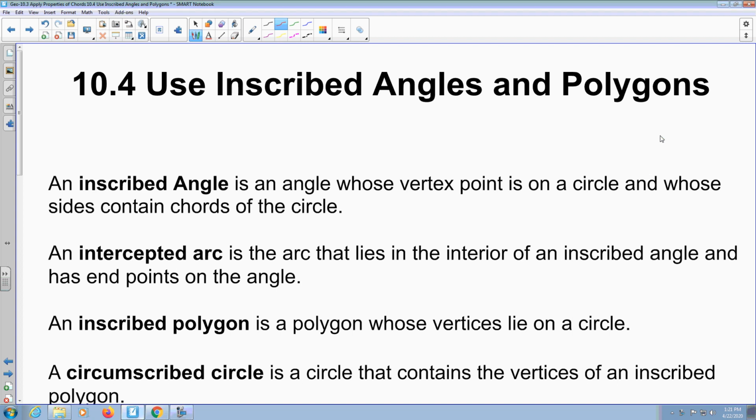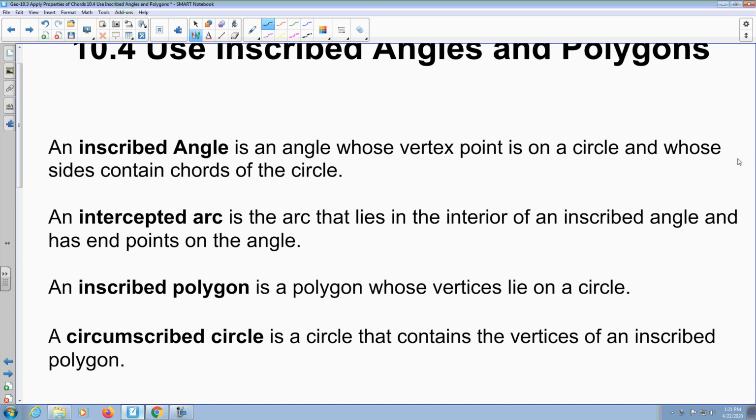All right, we're in section 10.4 where we're going to use inscribed angles and polygons. To start, we have some definitions that we're going to look at. First one is called an inscribed angle. An inscribed angle is an angle whose vertex is on the circle and whose sides contain chords of the circle. So all of the vertices are on the circle, and then there are chords that connect it to make the angles.